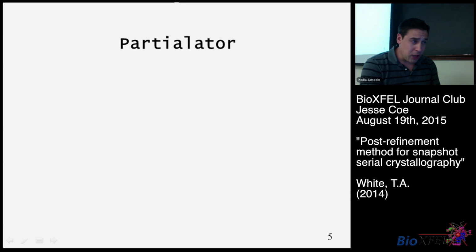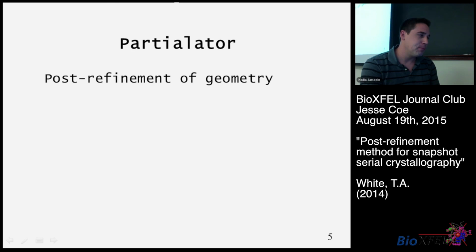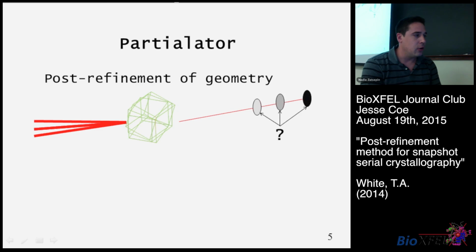So the program that this paper is essentially describing is called Partiality. I'm not sure if that's how you pronounce it, but Partiality. Okay, I'm being corrected. So this is essentially introducing post-refinement of geometry into serial crystallography. And so what do I mean by that?